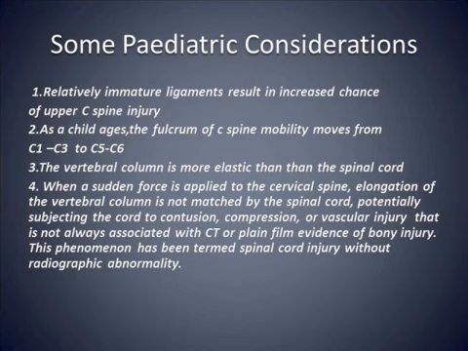Just some interesting paediatric considerations. The ligaments are relatively immature at this age and result in an increased chance of upper C-spine injury. As a child ages, the fulcrum of spinal mobility moves from C1-3 down to the C5-6 area. The vertebral column is more elastic than the spinal cord itself, and when a sudden force is applied to the cervical spine, elongation of the vertebral column is not matched by the spinal cord, and this can result in cord contusion, compression or vascular injury.